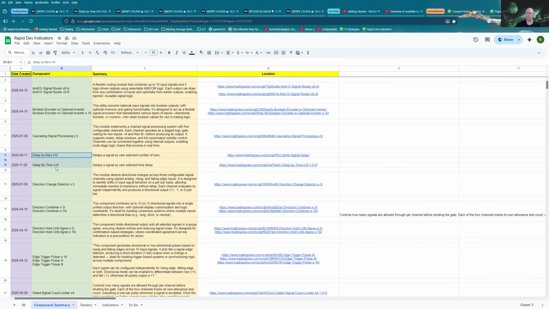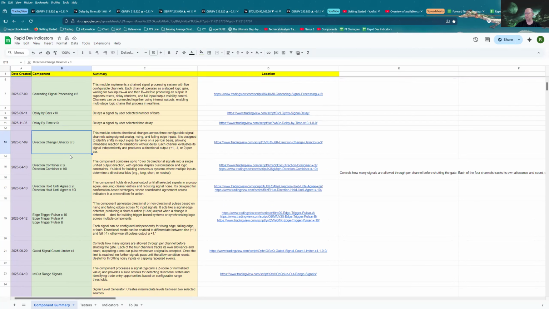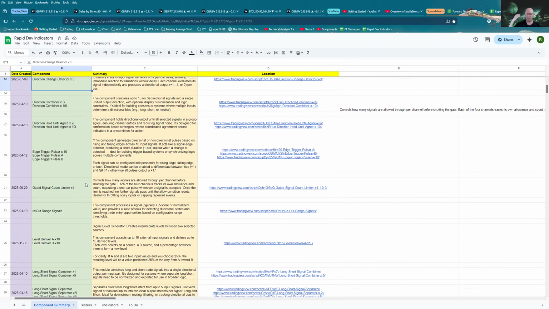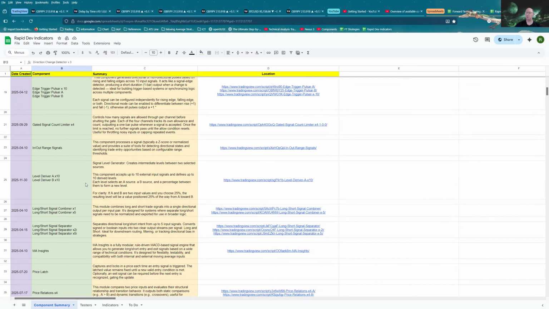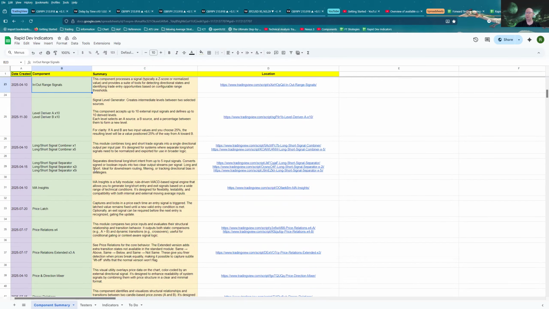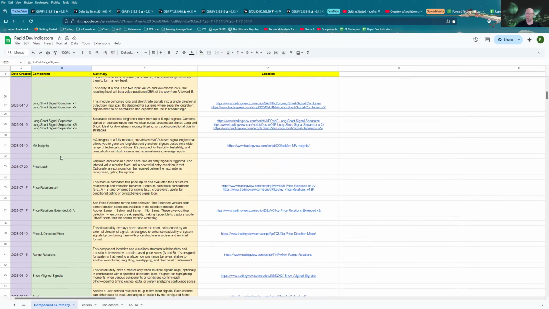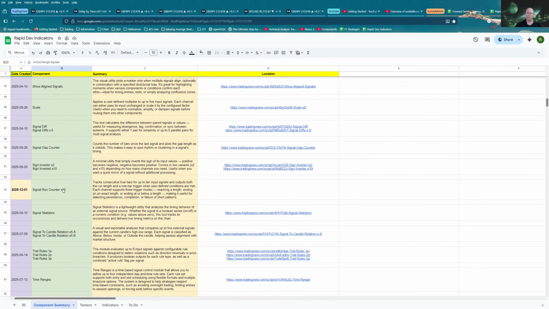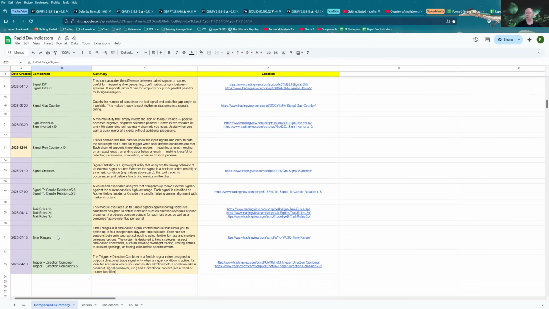Oh, I can delay things. So if I want a signal to come 10 bars later, I can do it with one of these. I can detect changes in direction. Now, just get conceptually what's possible. If it's difficult, like this in-out range signal thing, which is actually fairly complicated, I'd probably just gloss over it and skip it. Just know there's a complicated thing there if you want to look at it one day. And just glance down through all of these and get an idea of what's available.